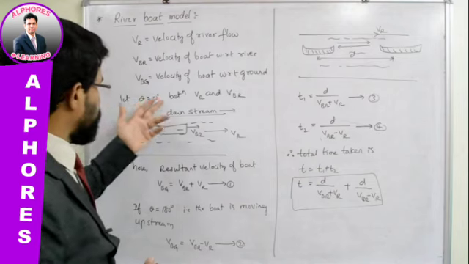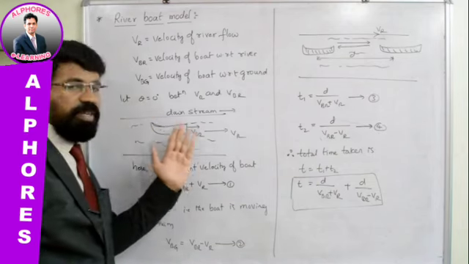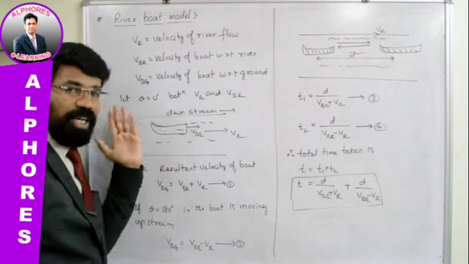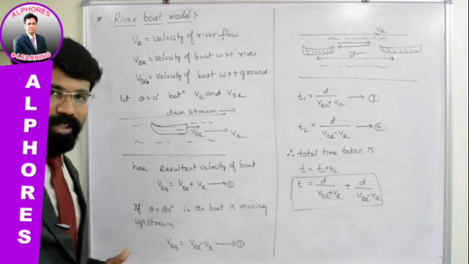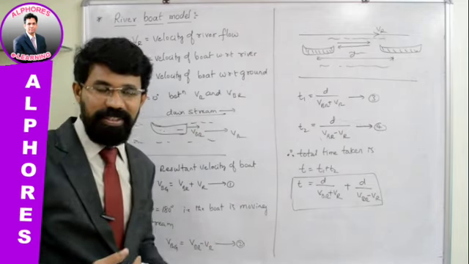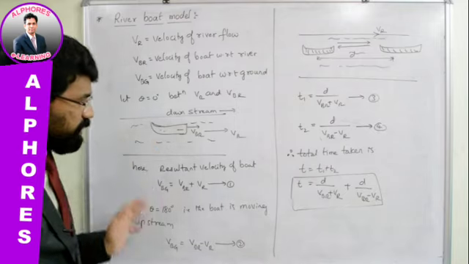When theta equals 0 degrees, theta equal to 0 means both VR and VBR are along the same direction. It means the boat is traveling along the downstream. And when theta is 180 degrees, it means VR and VBR are opposite in direction. It means the boat is traveling upstream. Okay. So this is how the details can be handled.